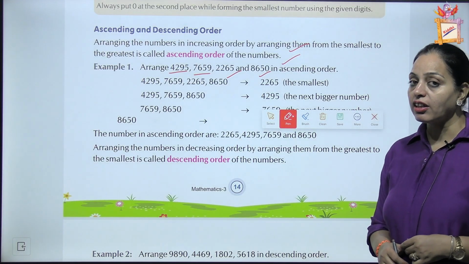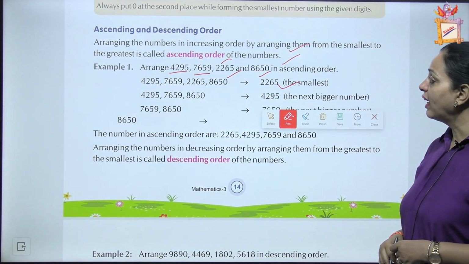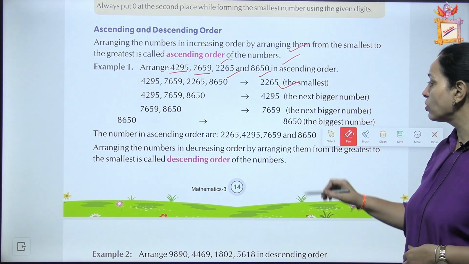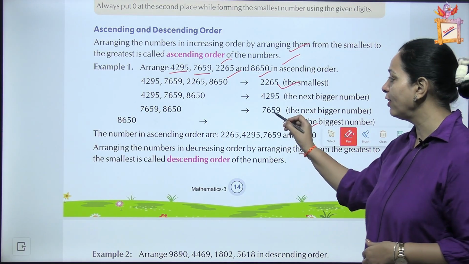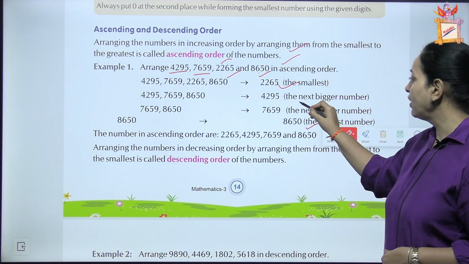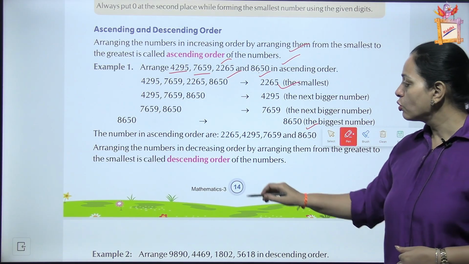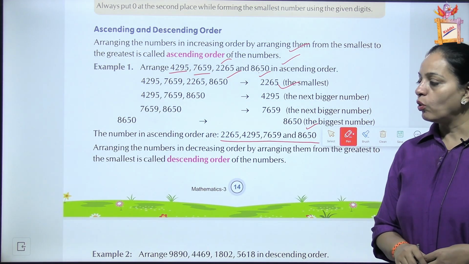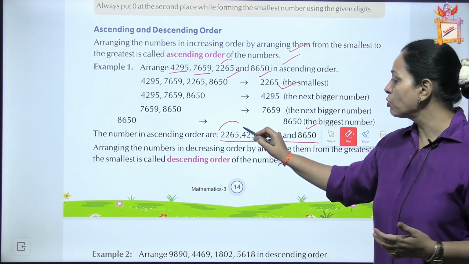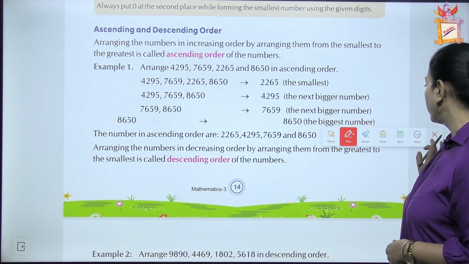आपने compare करना है 1000 digit को. So this is the smallest one. And see the greatest is, this is the greatest one, 8650. अब बाकी के दो नंबर बचेंगे, उन्हें अरेंज करेंगे. So the smallest, the next bigger number, the next bigger number and the biggest number. So write in sequence. So arranging the numbers from smallest to greatest, this is the ascending or increasing order.